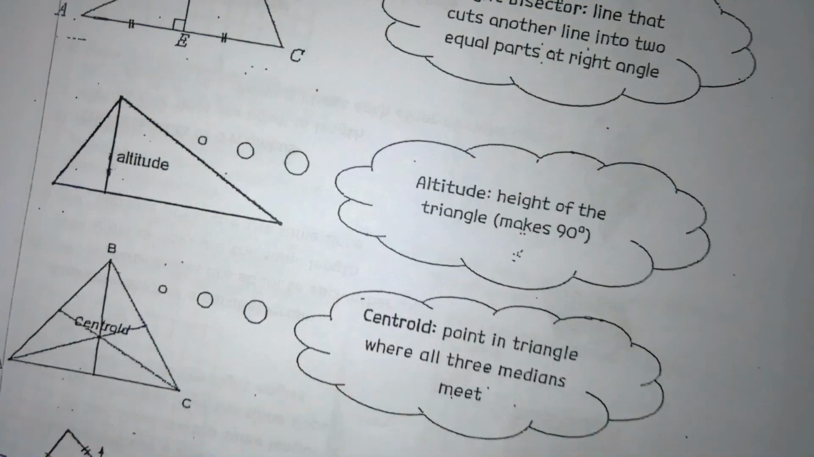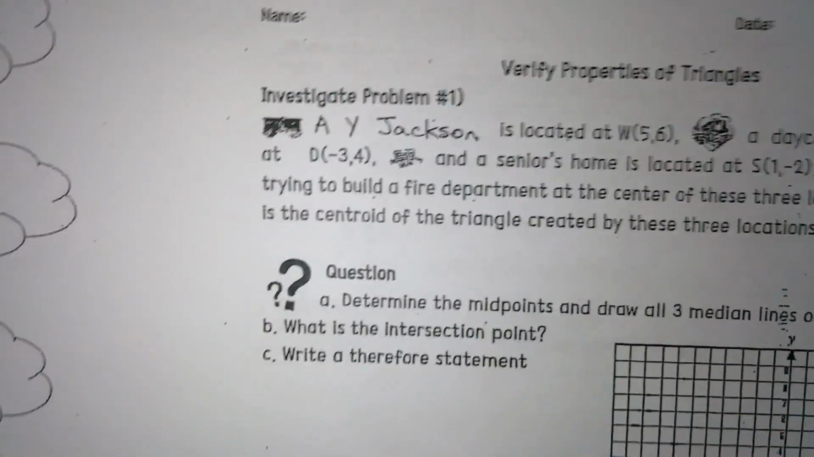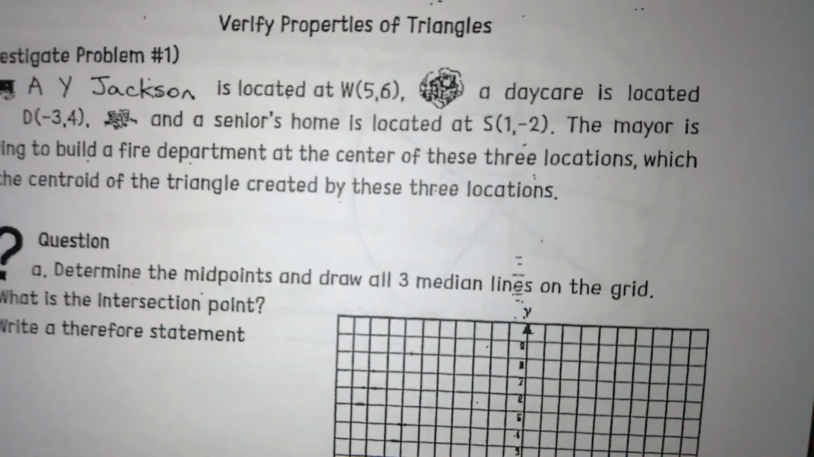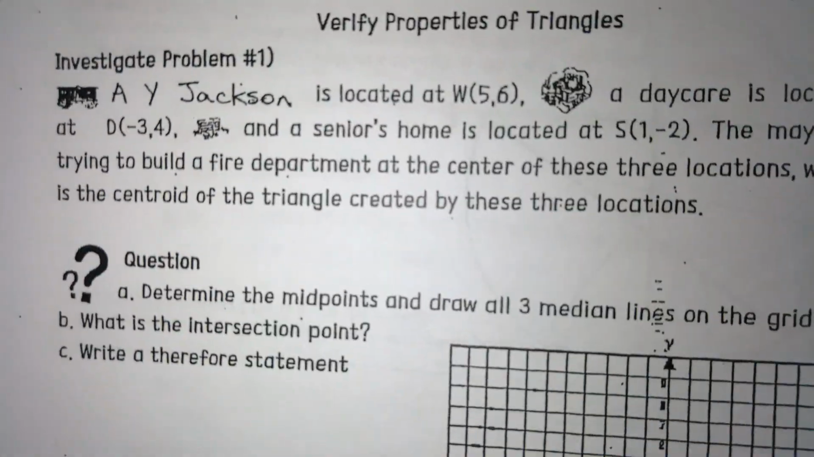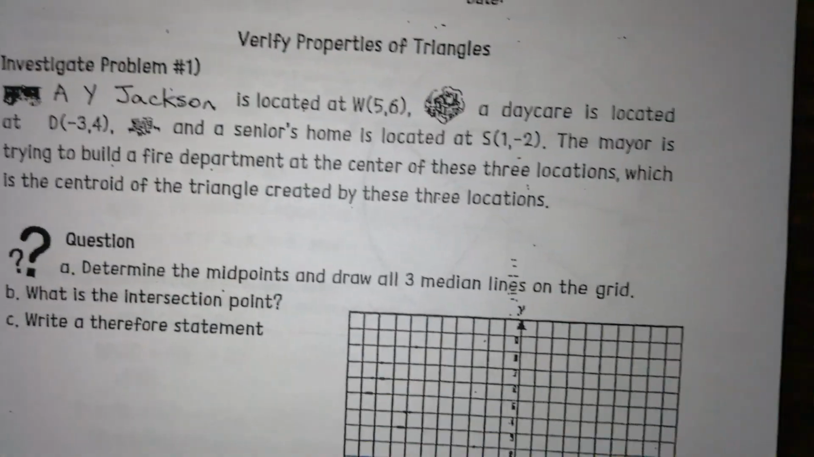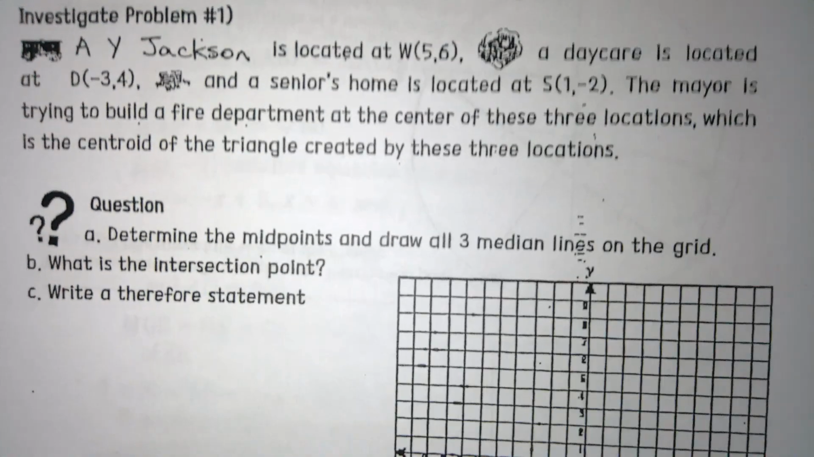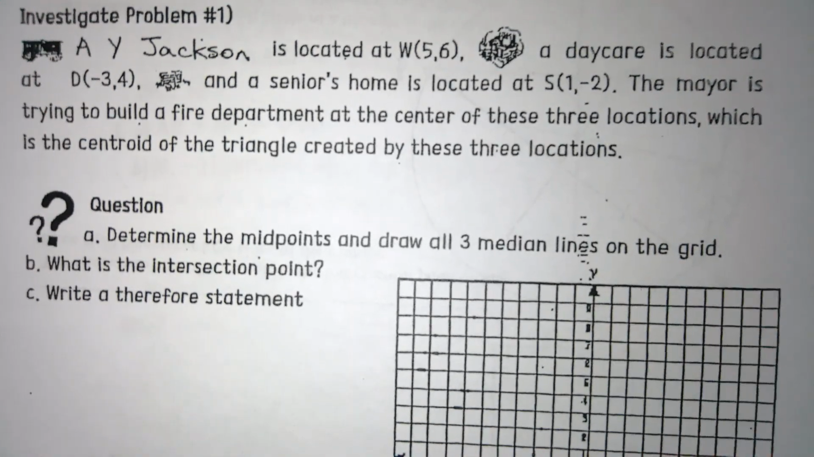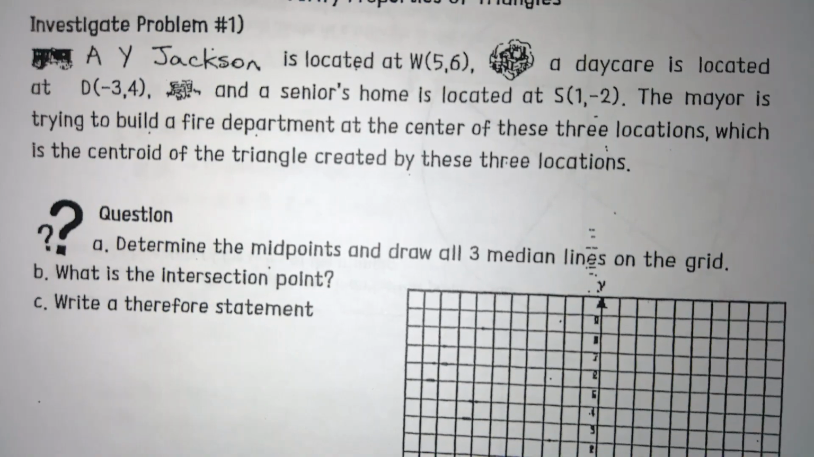So this is just a nice little refresher of the terms that we did before the March break. So let's do an example together. AY Jackson is located at (5, 6). The daycare is located at (-3, 4). A senior's home is located at (1, 2). The mayor is trying to build a fire department at the center of all three locations, which is the centroid of the triangle. Okay, so first let's draw it.